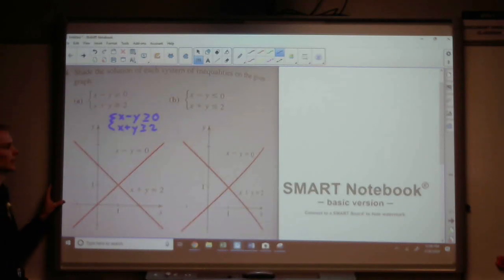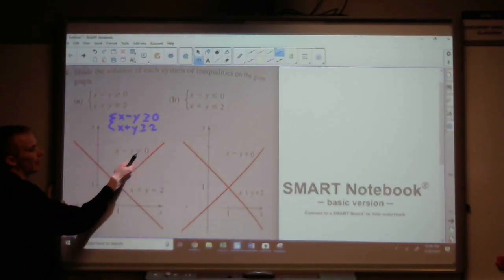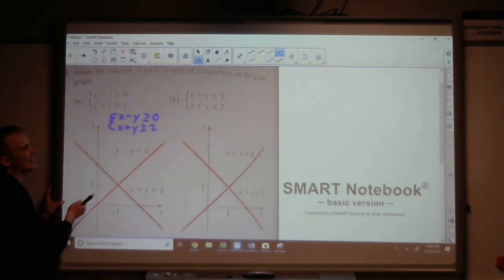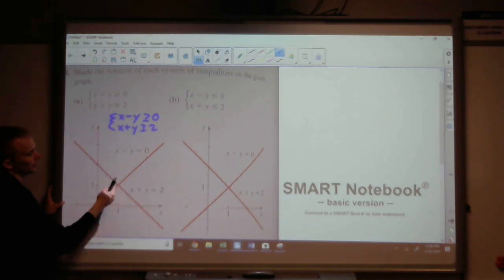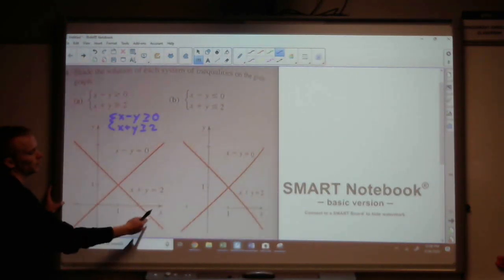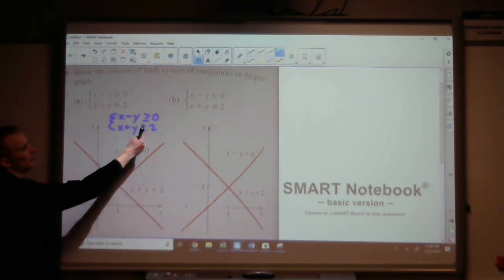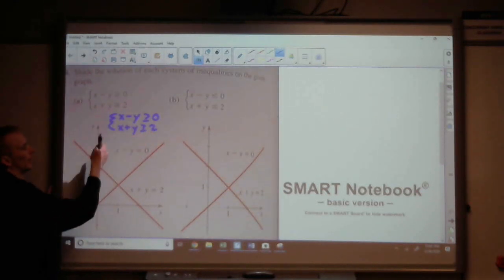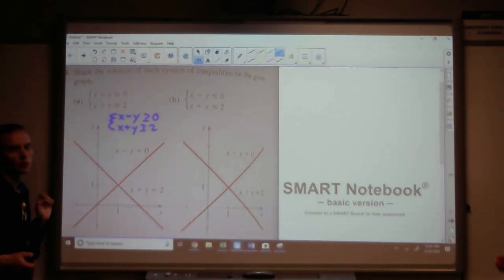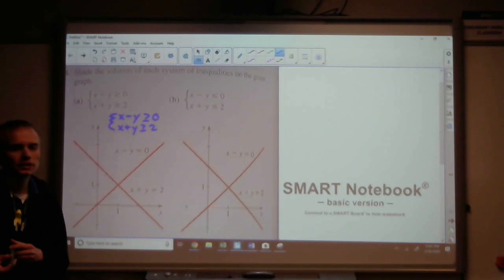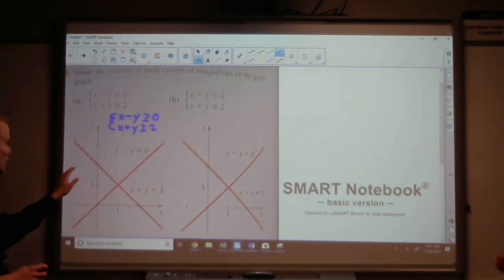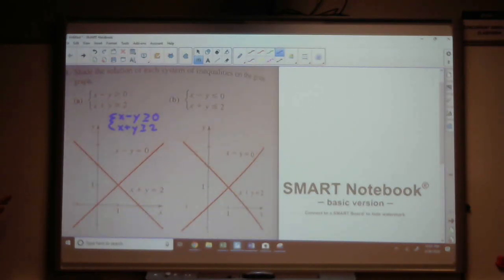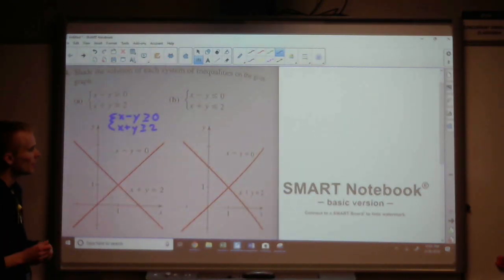Okay? So this line here, this is x minus y equals 0, so that's going to be the boundary for this one. And then x plus y is equal to 2 is this other line, okay? When it equals 2, that's the boundary for this other inequality, okay? And now we just have to figure out what sides this is going to be at, okay?